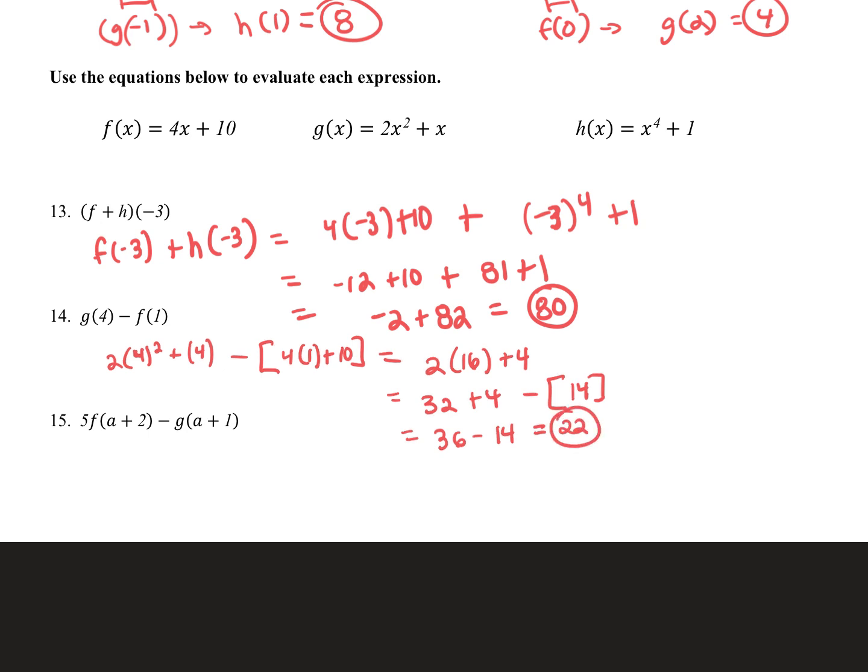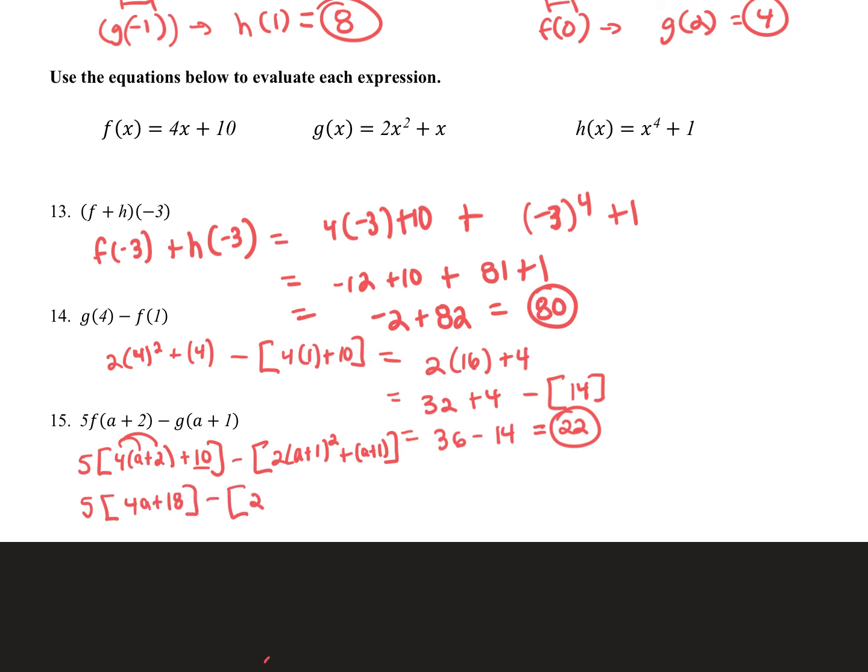All right, moving on to our last problem, we have 5 times f of a plus 2. So that's 5 times 4 times a plus 2 plus 10 minus g of a plus 1. So that's 2 times a plus 1 squared plus a plus 1. Let's clean this up. On the inside of the first bracket, we have 4a plus 8 plus 10 is 4a plus 18.